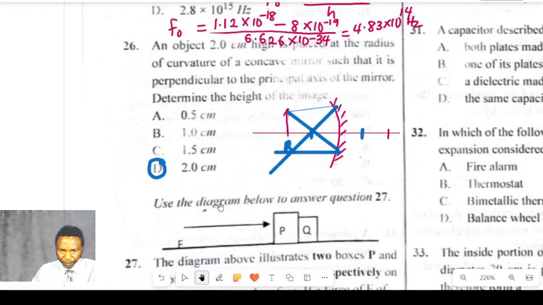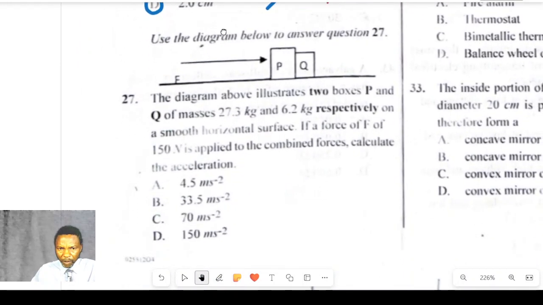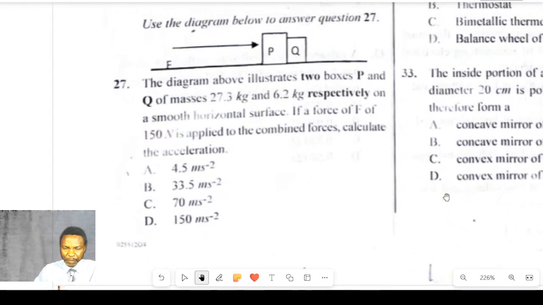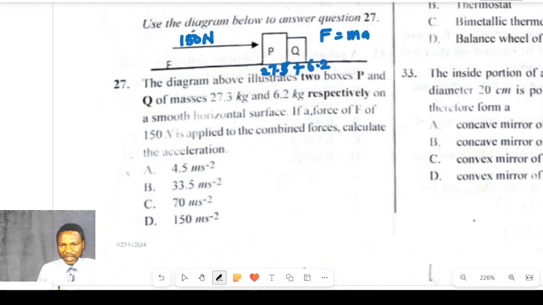All right, so the next question. You have these two masses, P and Q, and then a force acts on them. The force is 150 newton. You know that force is equal to ma. So all you need to do is get the total mass, which is 27.3 plus 6.2. Add that together.